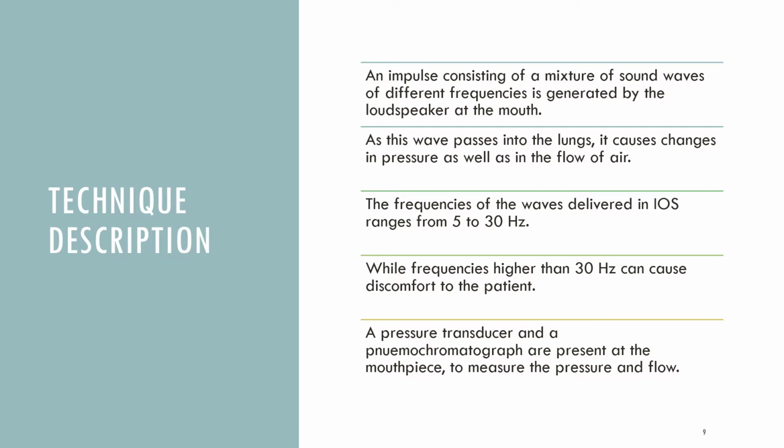Frequencies above 30 can cause discomfort to the patient. That's why they always do the range of 5 to 30. As you're breathing in and out, in and out, they put different types of frequencies with the sound waves from the speaker, and then they measure pressure and flow at the airway. They measure pressure and flow with a pressure transducer and a pneumotachograph, and they are present at the mouthpiece.